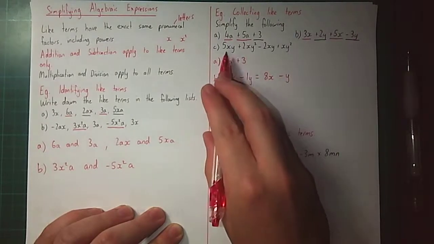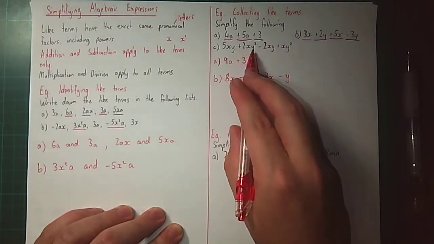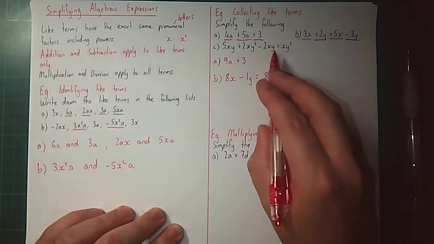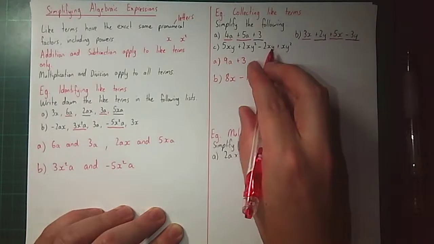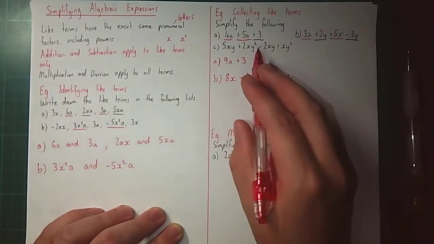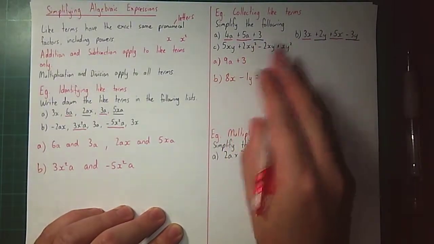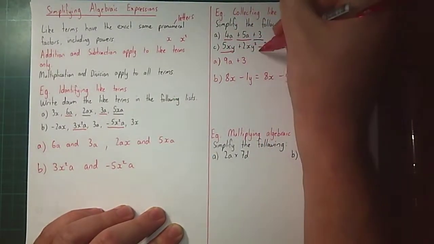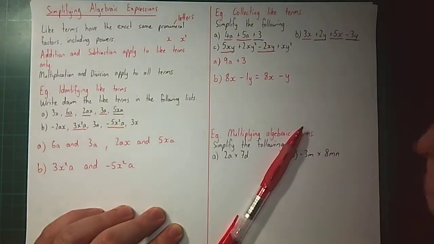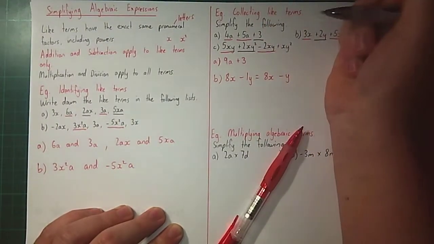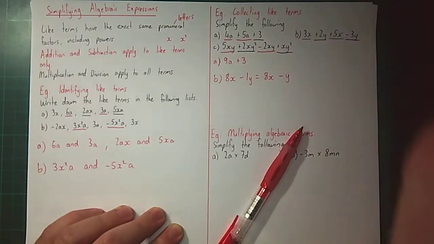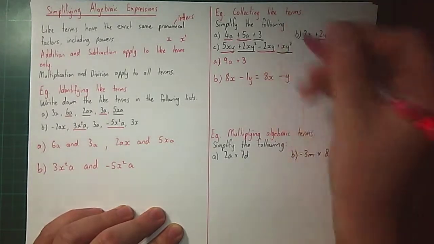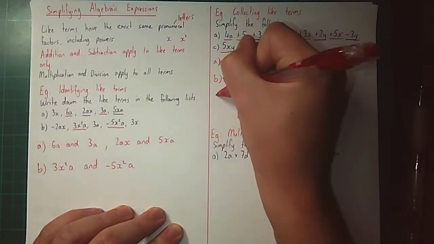For C, we've got 5xy plus 2xy squared minus 2xy plus xy squared. Okay, so we've got an xy here and an xy here. Notice the question, it looks a bit tricky because some are squared and some are not. We'll just deal with the ones that are not first. We've got 5xy minus 2xy, and we've got plus 2xy squared and plus xy squared. They both have xy squared in that order, so we can just deal with them as like terms.